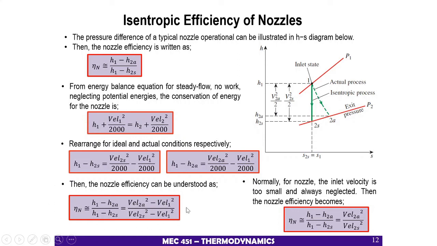These are the nozzle efficiencies. So normally for a nozzle the inlet velocity is too small, it can be neglected. Because at a nozzle the inlet velocity is normally too small, we consider it 0. Then the nozzle efficiency becomes this equation. We only consider the final state.